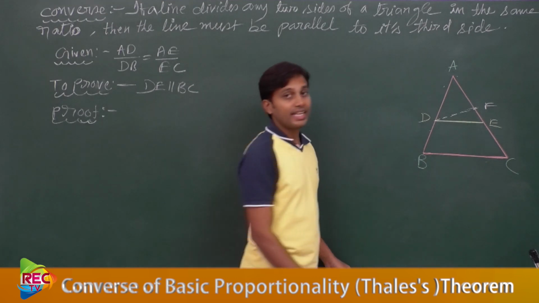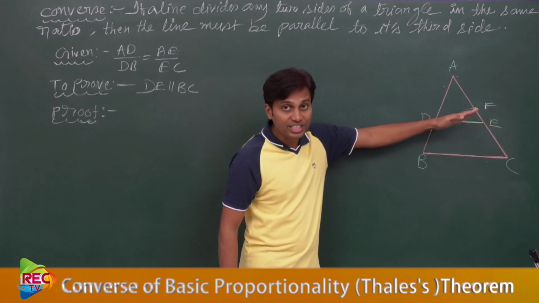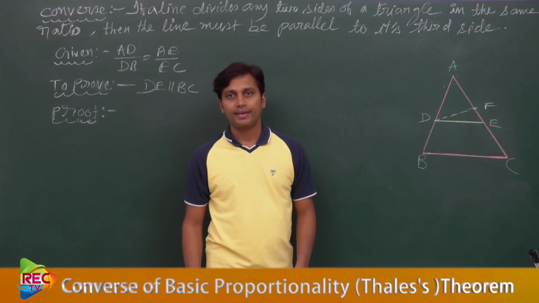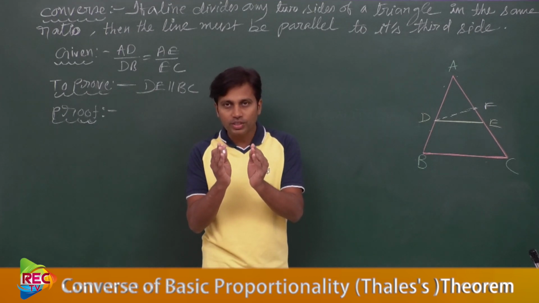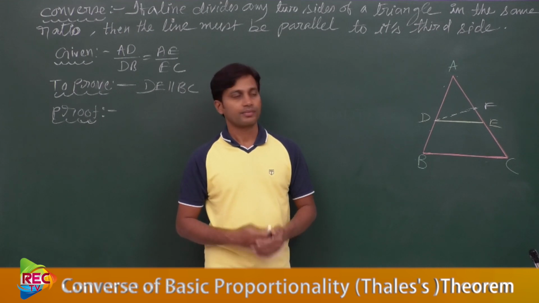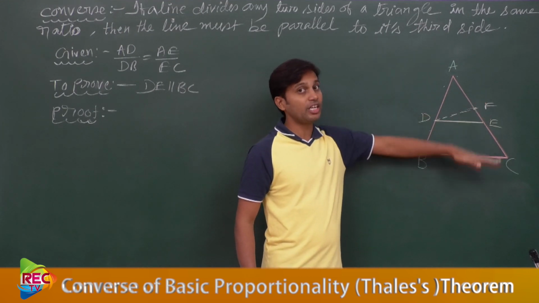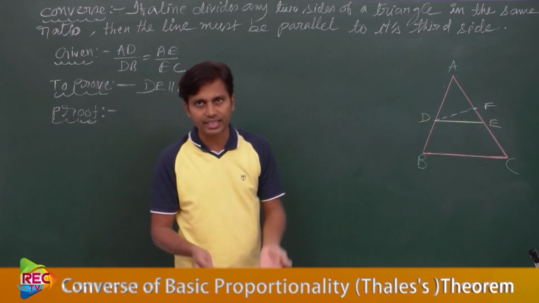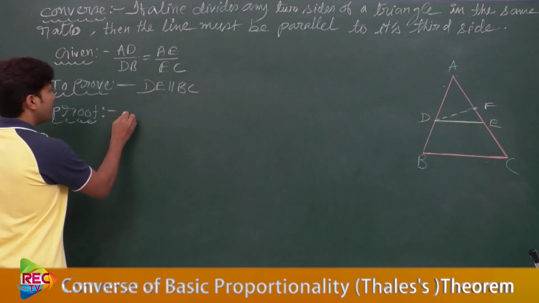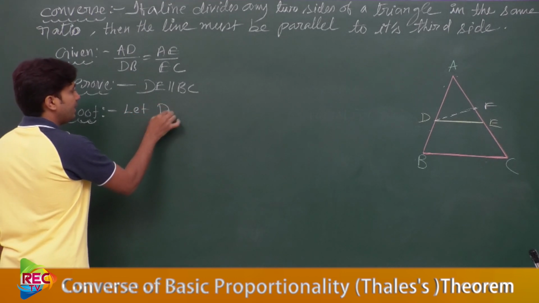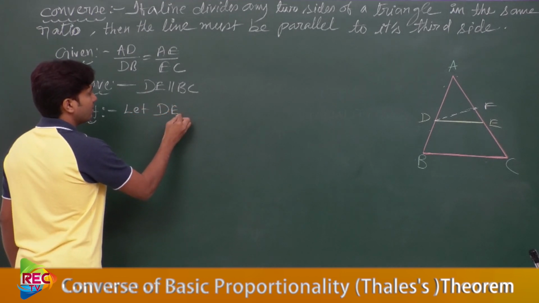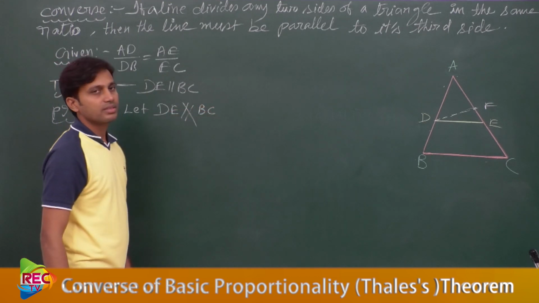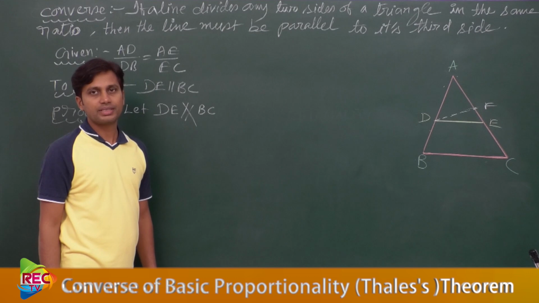Suppose there exists another point F on AC such that DF is parallel to BC. This is the small thing you need to think about. Here we take DF parallel to BC, where F is some other point. Here DE is not parallel to BC, we are assuming. So now let DE not be parallel to BC.